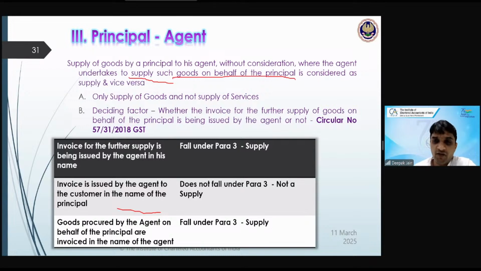Yes, Dhanush, this is question for you. Correct. Everyone has given the correct answer. When the principal supplies through the agent, that is, agent is selling, but in the name of principal, then GST will be paid by principal. Correct. Now come to a second scenario where principal is giving the goods to the agent, but when the sale happens, agent is raising invoice to the customer in agent's name. Okay. So then in that case, who will pay the GST?